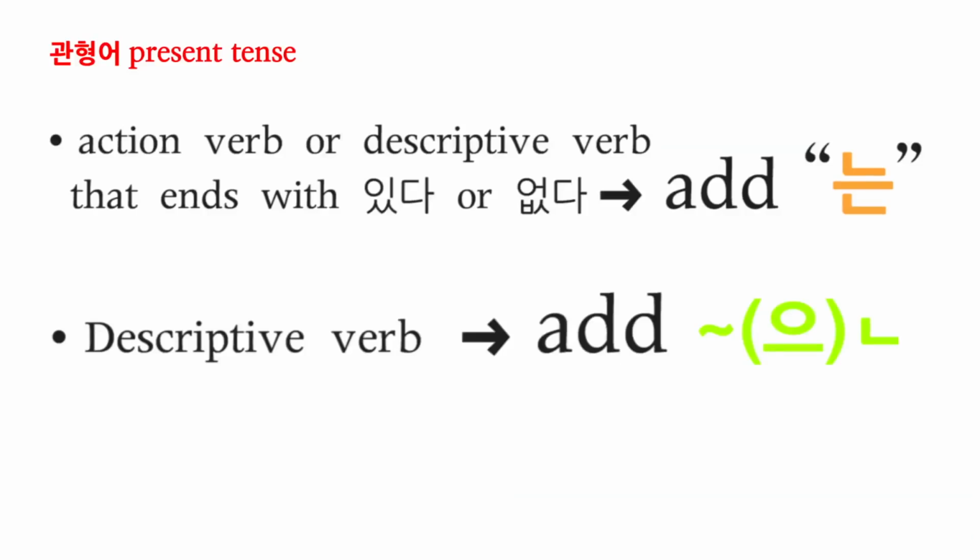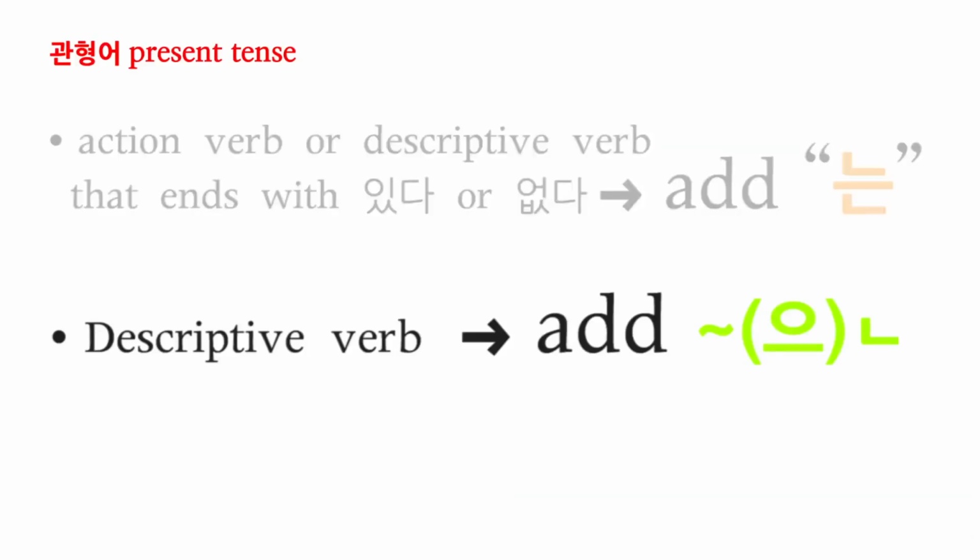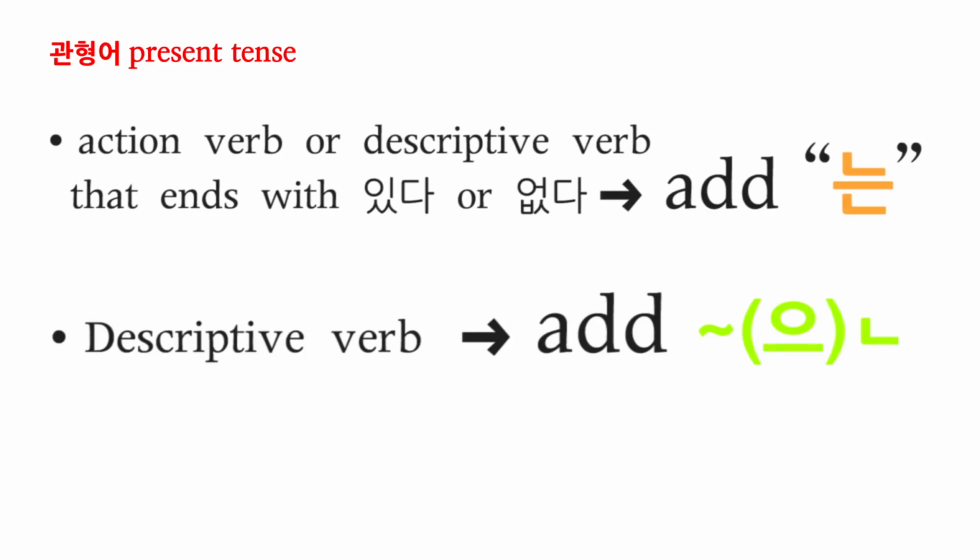Before we study them, we'd better review the present tense, right? If the verb that will modify the noun is an action verb or a descriptive verb that ends with 있다 or 없다, then 는 should be added to the verb stem, while 니은 will be added to the verb stem if the verb is a descriptive verb.